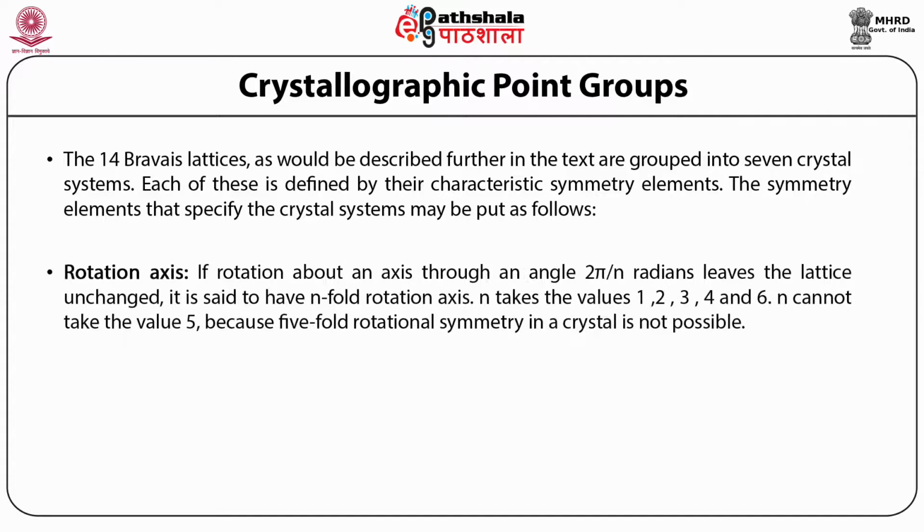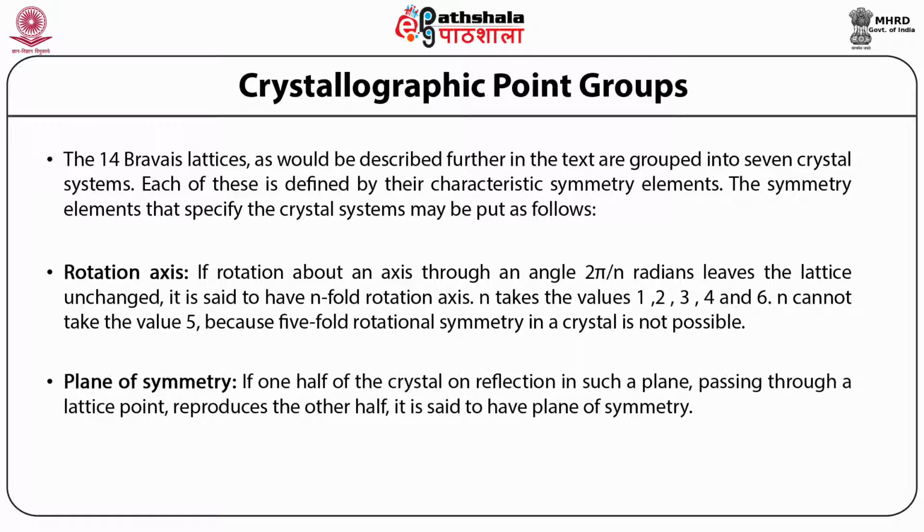Rotation axis. If rotation about an axis through an angle 2 pi by n radians leaves the lattice unchanged, it is said to have an n-fold rotation axis. N takes the values 1, 2, 3, 4 and 6. N cannot take the value 5 because 5-fold rotational symmetry in a crystal is not possible.